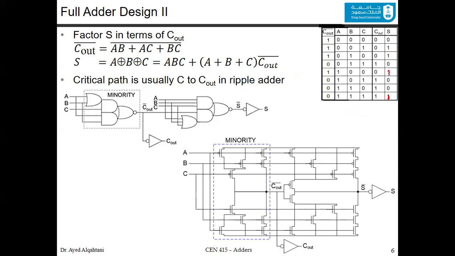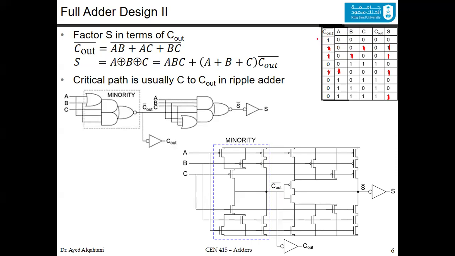Also, we have these three ones only if the carryout bar is equal to 1, and at the same time, one of these inputs, A or B or C, is 1. So here we have this one. Since we have these, we can get 1. Here we have this one here. So we get this one. And here we have this one.